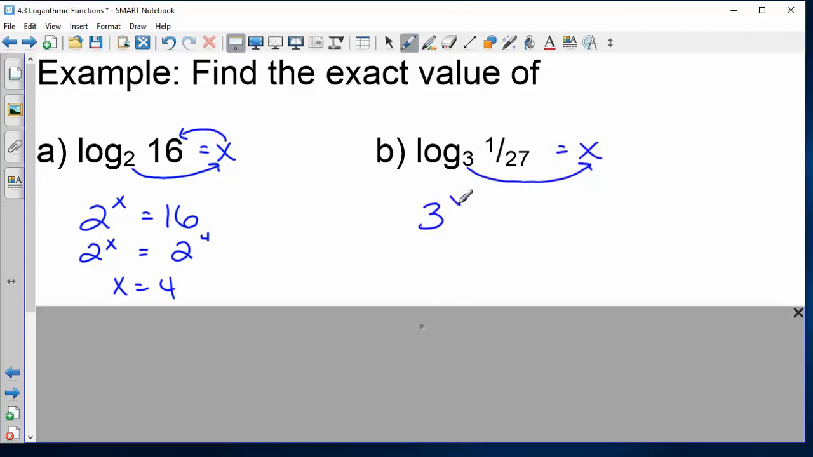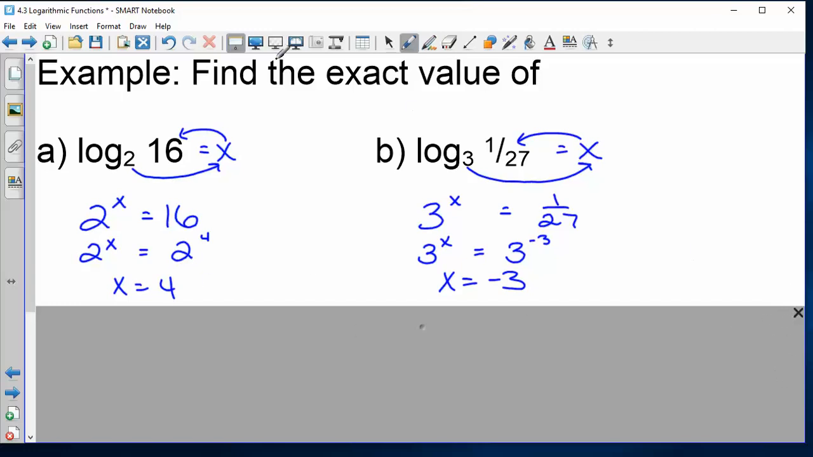3 to the x power equals 1 over 27. You would have to go to a common base of 3. So 3 to what power would give you 1 over 27? -3. And you get x equals -3.